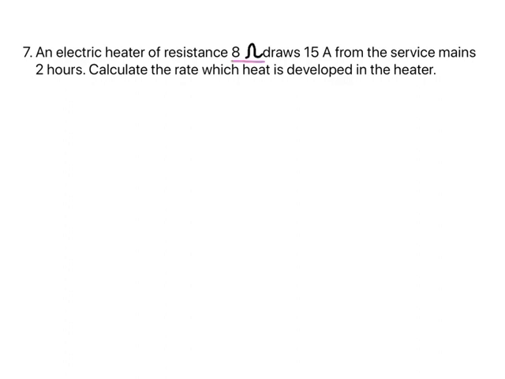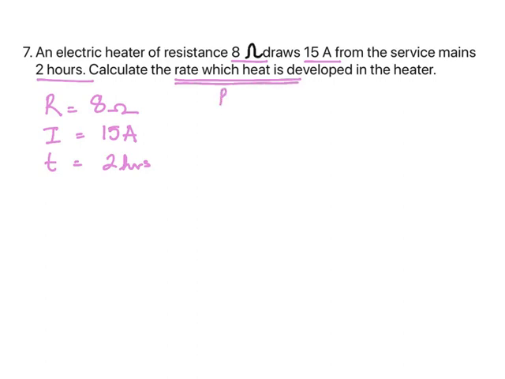An electric heater of resistance 8 ohms draws 15 ampere current from the mains for 2 hours. Calculate the rate at which the heat is developed. Now the rate at which the heat is developed is power. So basically we have to find the power.